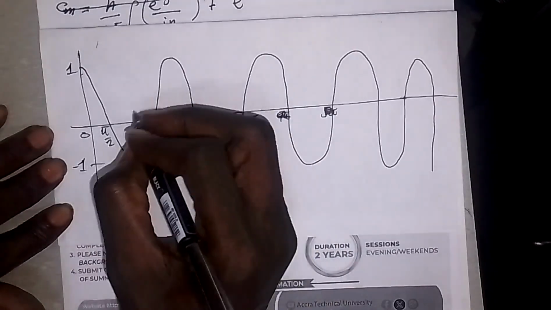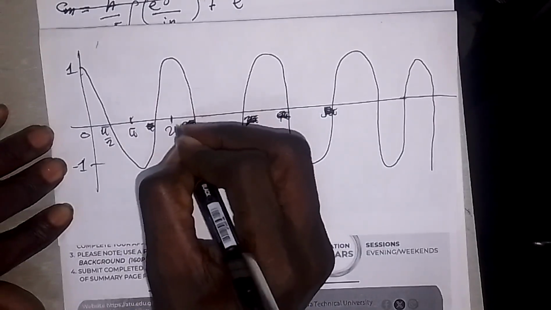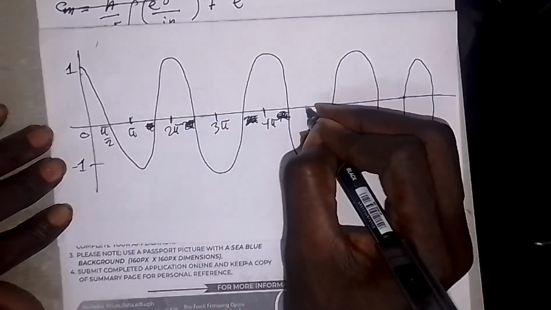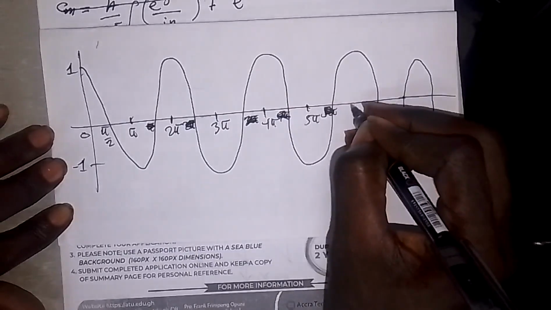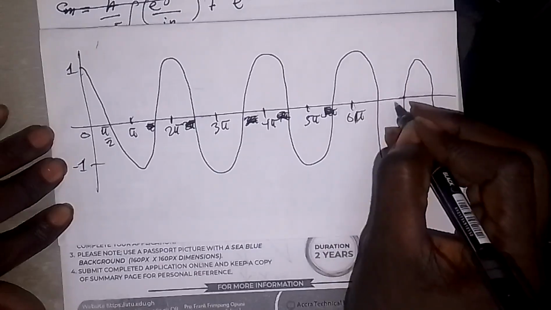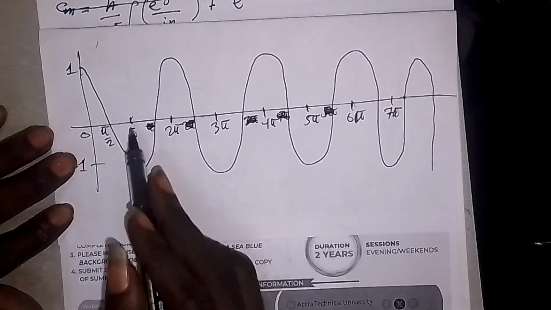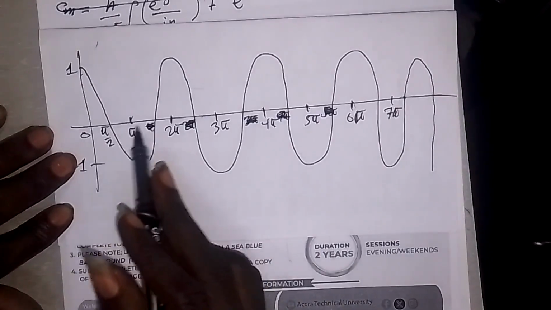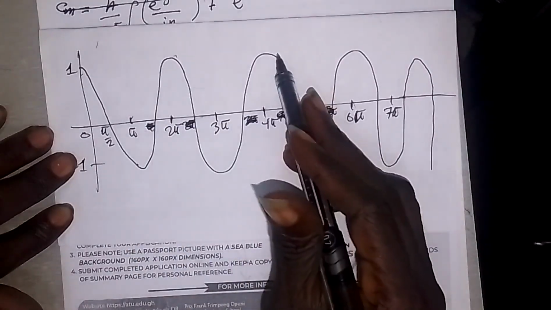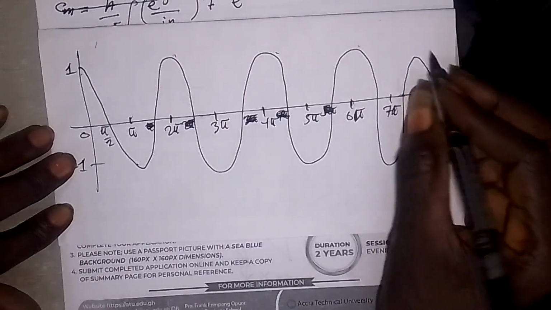Okay, here is pi on 2, here is pi, here is 2 pi, 3 pi, 4 pi, 5 pi, 6 pi, and then 7 pi. So now you see, whenever you have cos pi, it's minus 1. But cos 2 pi is 1, cos 4 pi is 1, cos 6 pi is 1, so cos 8 pi will also be 1.